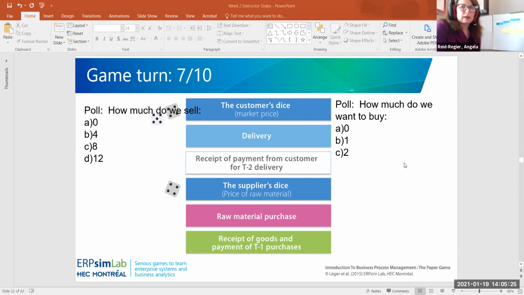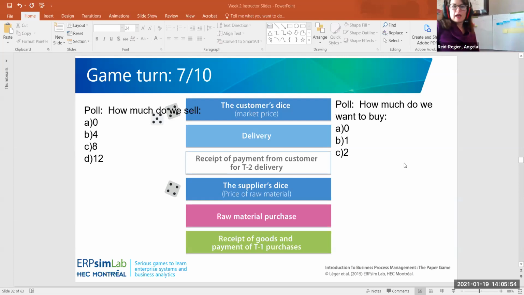Okay, so the other thing is we need to, on the light piece of paper, right? So we delivered 12 at $9 each. Right? So $108 is what will be owed to us 2 times down the road. So there's the invoice for $108 that our customer owes us in turn 9.